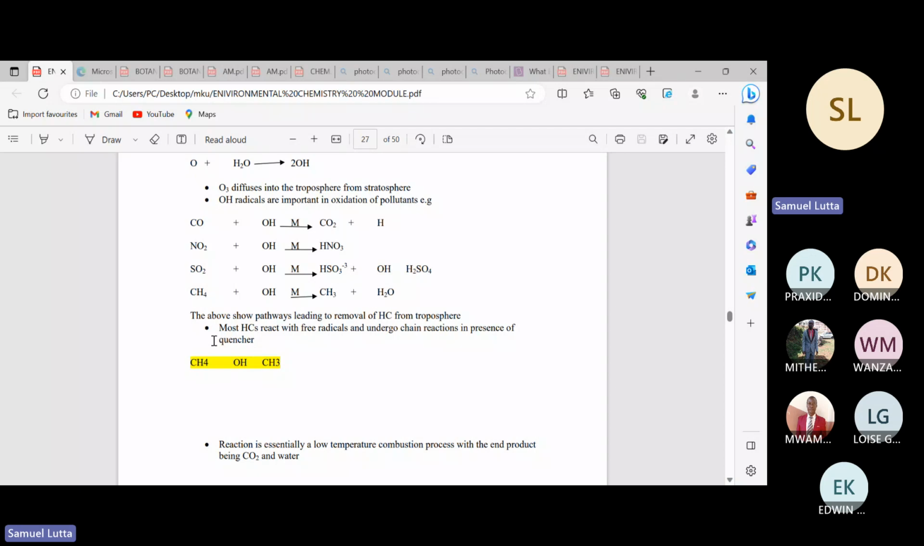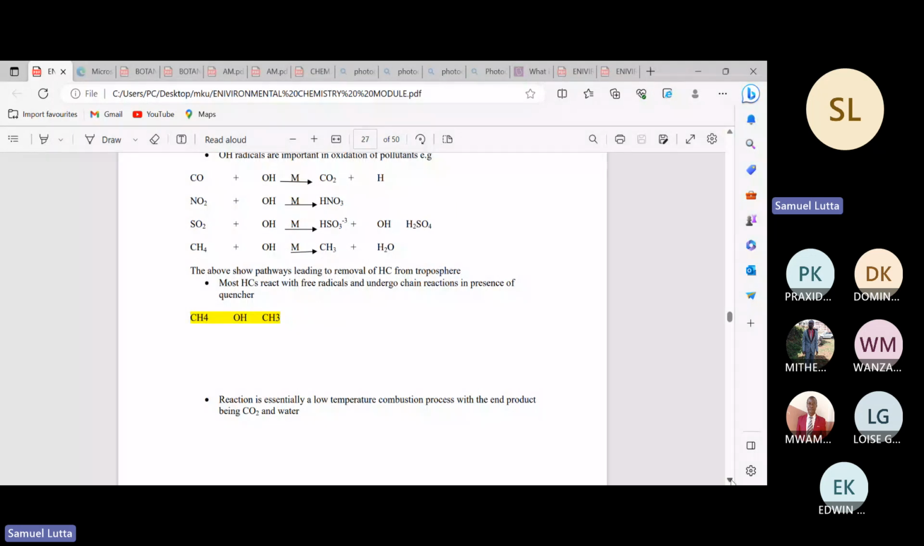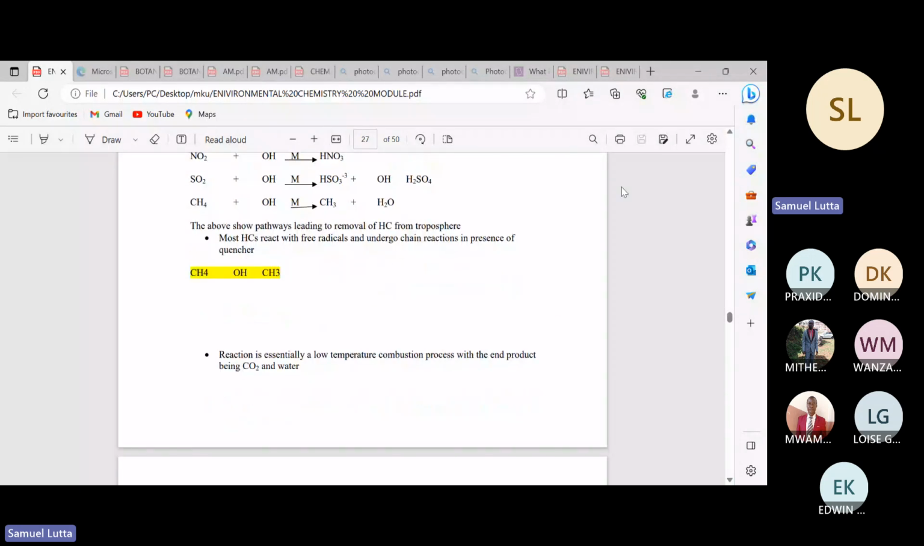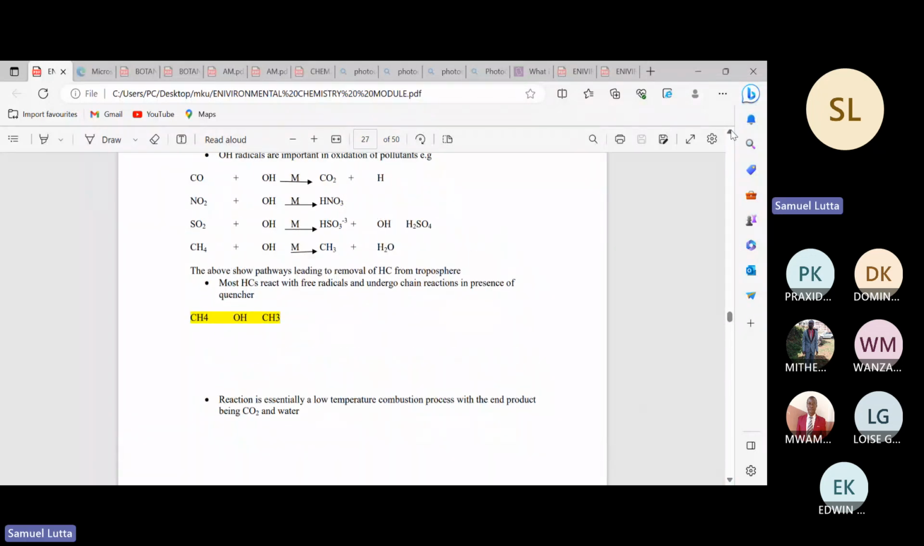A quencher is a chemical that controls the reaction. So the quenchers in this case are methane, OH, and the methyl radical that you generate as the product during the reaction. So the reactions that we are talking about is essentially common at low temperatures. So the reaction is essentially a low temperature combustion process. And when you look at the product that we get here, the product will normally be carbon dioxide and water. So we get carbon dioxide and water from the oxidation of these organics.